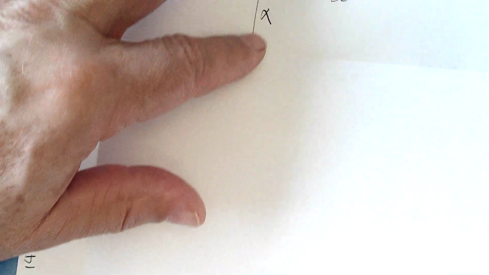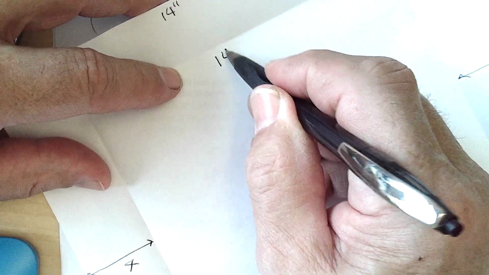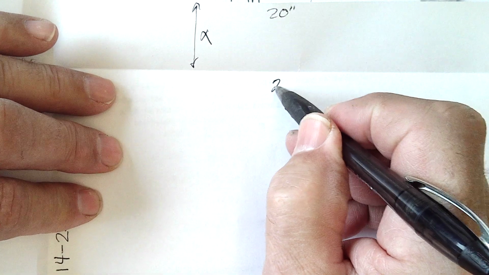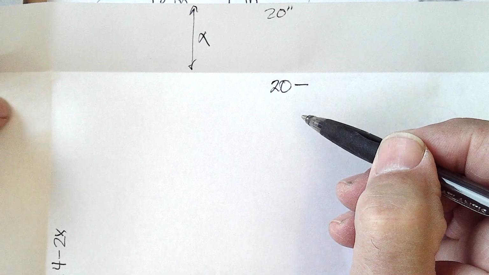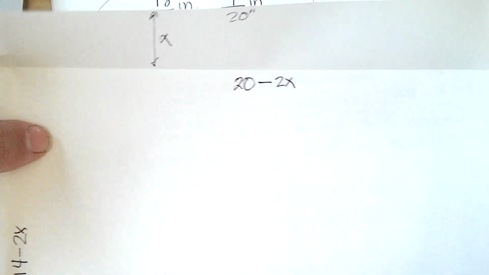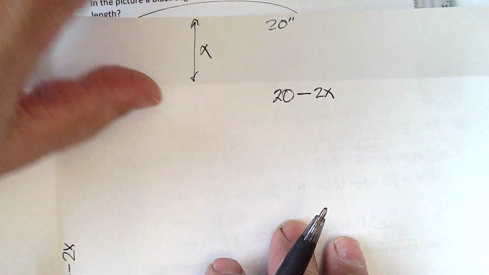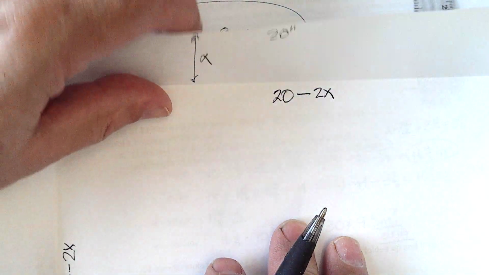And so my width is now going to be 14, the total width of the paper, minus x on this side and minus x on this side. So it's going to be 14 minus twice however much I fold up. And the length is going to be 20 minus x on each end, or 20 minus 2 x's. And the height of the box is going to be straight up just a single x. That's the height of the box.